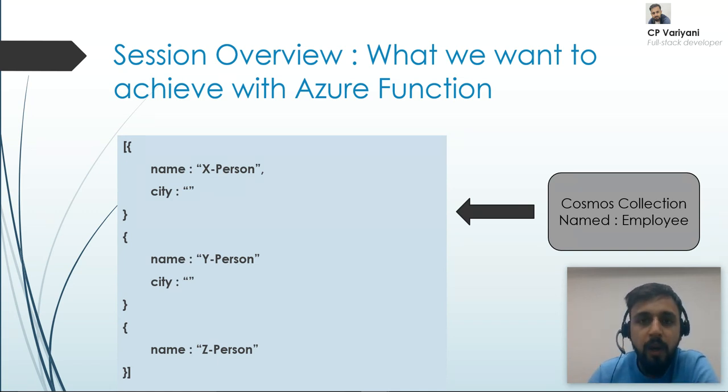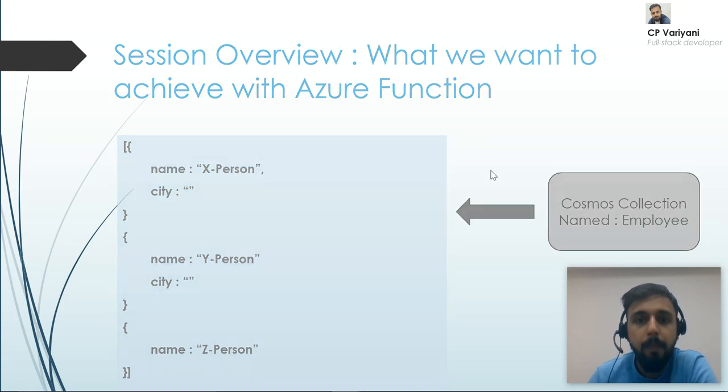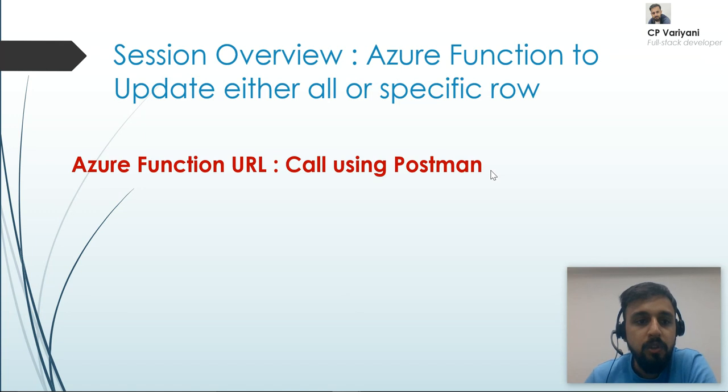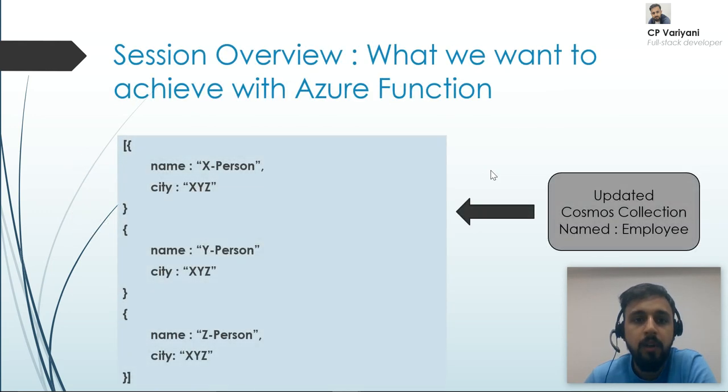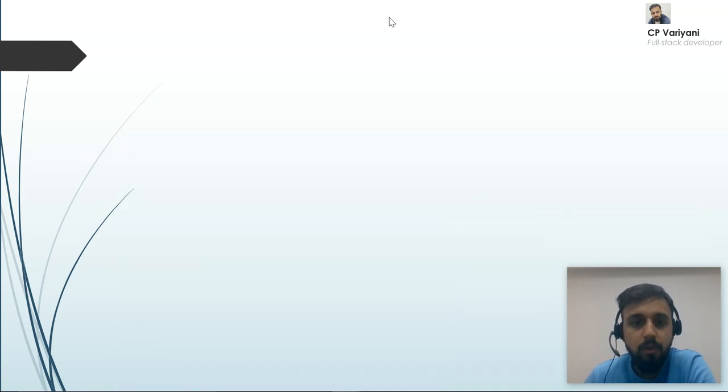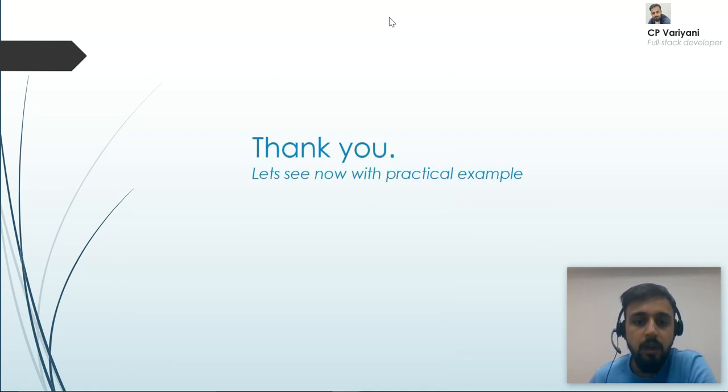So this is my requirement, this is what I want to achieve, and to achieve this we'll create our Azure function and call it using Postman. You can expect a URL, and after you execute that function, the city should be updated for every record. So yeah, that's all. Now let's jump into the practical implementation.